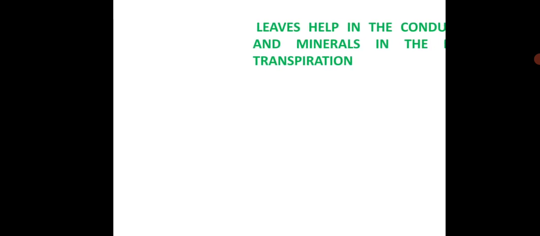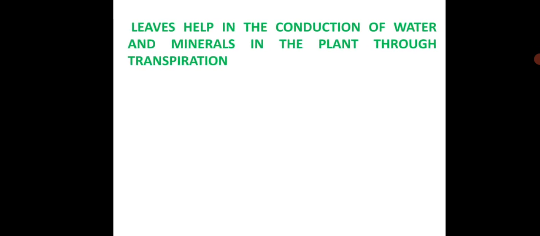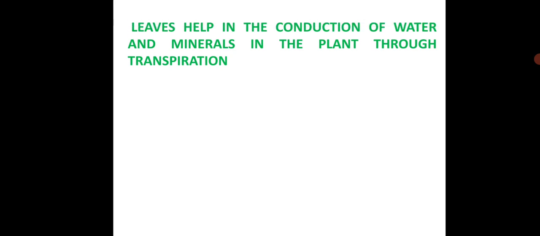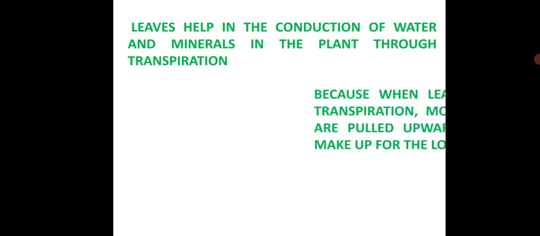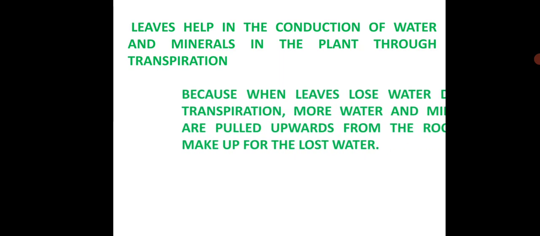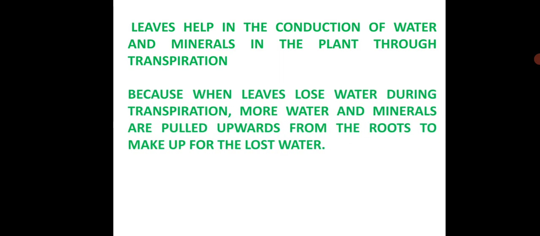When leaves lose water during transpiration, more water and minerals are pulled upwards from the roots to make up for the lost water. Therefore, leaves help in the conduction of water and minerals in the plant through transpiration.